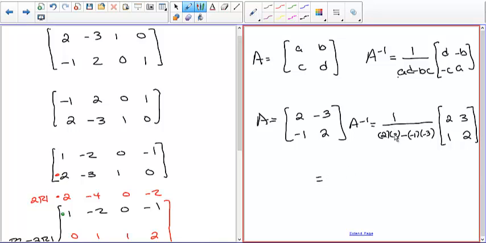And you can see what I have here is I have 2 times 2, which is 4. I have negative 1 times negative 3, which is positive 3, but then you have a negative, so in the denominator you get 4 minus 3, which is 1, so 1 divided by 1 is 1. So you get 1 times 2, 3, 1, 2.